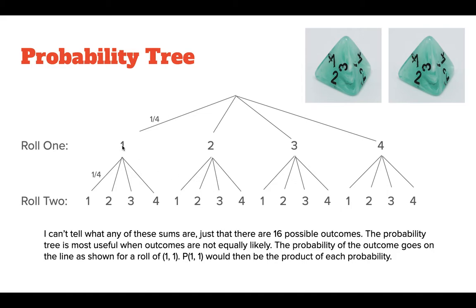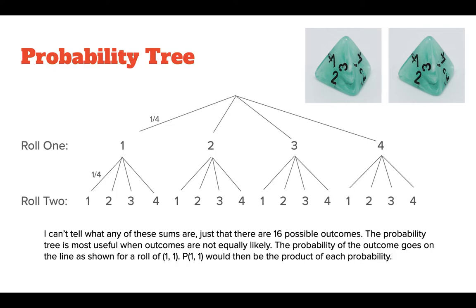possibilities. I could have gotten a 1 and then a 1, a 1 and then a 2, a 1 and then a 3, a 1 and then a 4. Or I could have had a 2 on my first roll, and then a 1, a 2, a 3, or a 4 on my second roll. A 3 on my first roll, and then a 1, a 2, a 3, or a 4 on my second roll. So you can see that I still have 16 outcomes, but for the purpose of this, I don't have any sums. I still haven't figured out what any of my sums are.